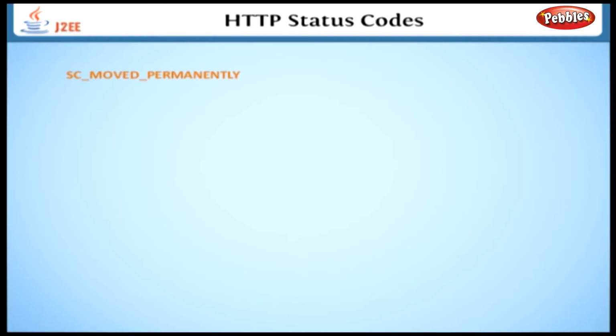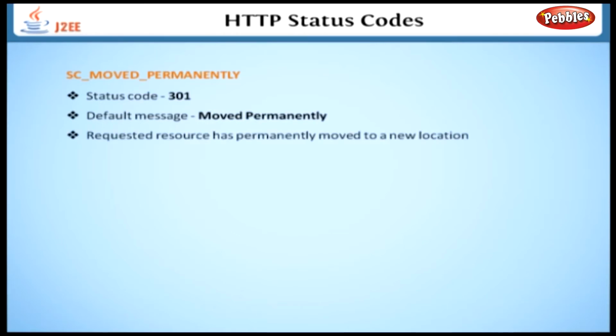SC_moved_permanently. The status code is 301 and the default message is moved permanently. In this case, the requested resource has permanently moved to a new location. Future references should also use the new URL in requests.